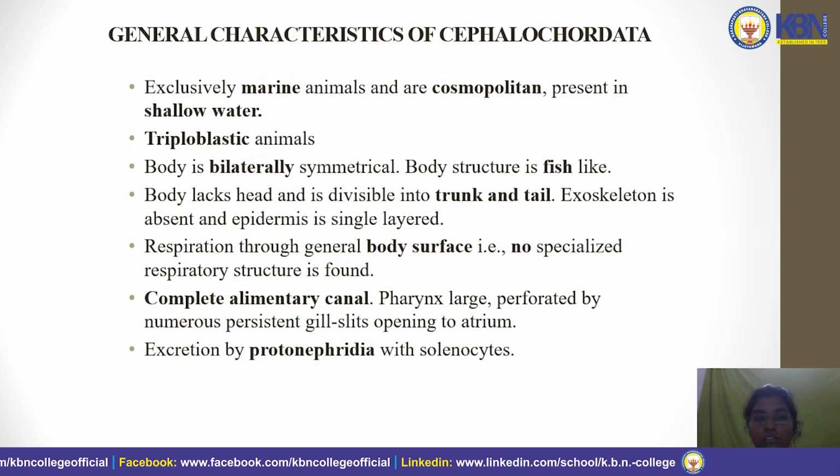In Pisces, these three classes are present: Placodermi, Chondrichthyes, Osteichthyes. In Tetrapoda, there are four classes: Amphibia, Reptilia, Aves, and Mammalia.